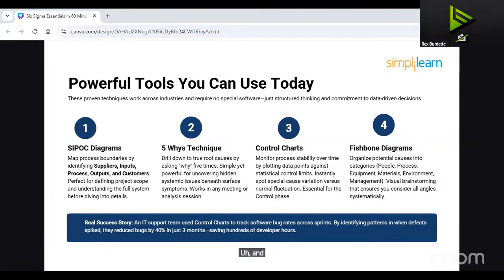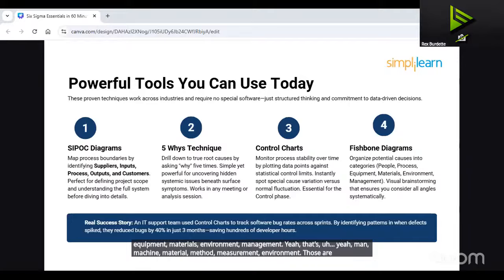And number four, the fishbone diagrams. I think we've all seen something like it. Essentially, we have a problem, and then we start working backwards. In this case, I'll just keep using the Titanic. The Titanic sank. What were the various things that could have contributed to that? Typically, you'll see people, process, equipment, materials, environment, management. Or rather, man, machine, material, method, measurement, environment. Those are the standards. There are other variations that specialize in people and process.